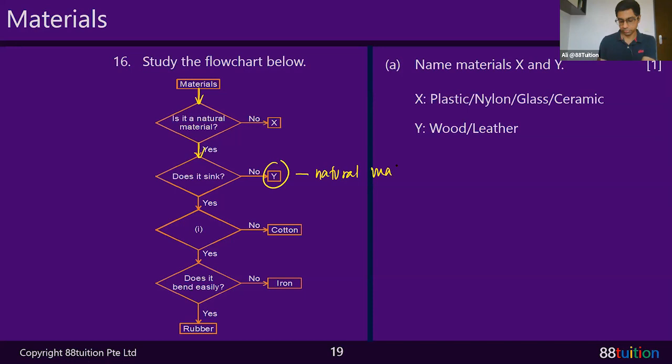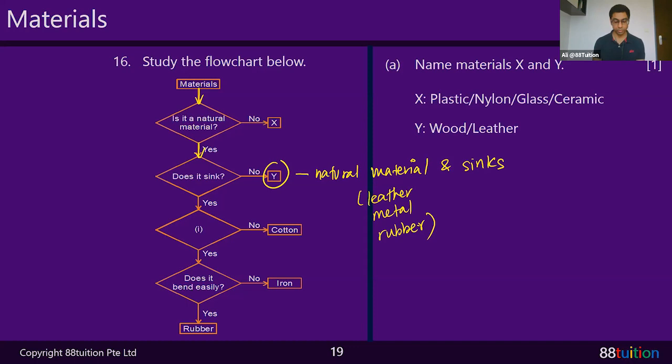Does it sink? Yes, and it sinks. You need to find a natural material. What are the natural materials to talk about? Leather, metal, rubber, and so on. And it must sink. These three can fit into Y. How about X? X is not a natural material. So the rest, all other man-made materials, can be X. You just cannot put natural material here. All other materials can be put under X. There's wood as well here. So you've got the answers.